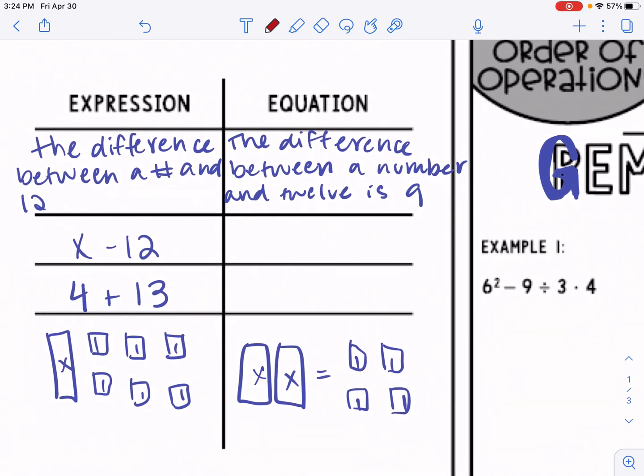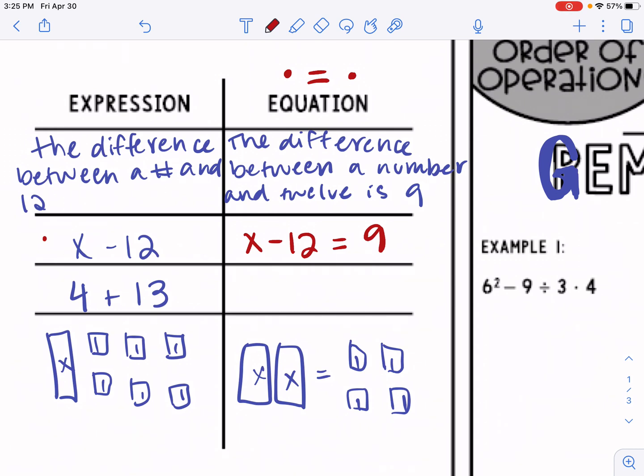The big difference here is that an equation includes an equal sign, and it has something over here and something over here. Looks like a little face. All right, so an example of an expression is the difference between a number and 12. So it might look like this. Or I could say the difference between a number and 12 is 9. That becomes an equation because I have the difference between a number, which we're just going to call x, and 12 is 9. Now I have an equal sign, and I have something on both sides of the equal sign.